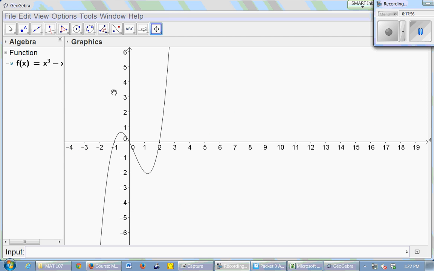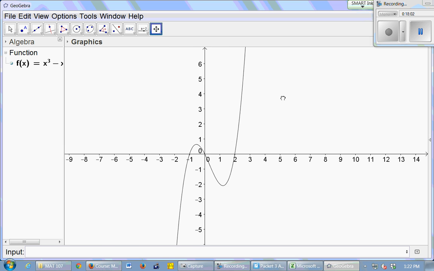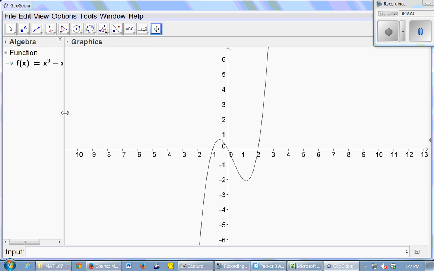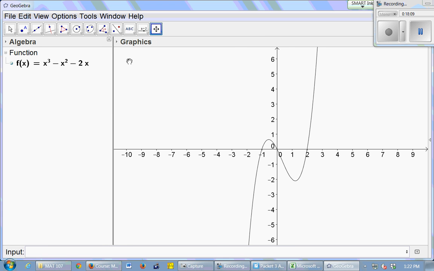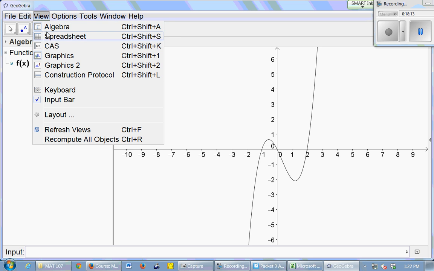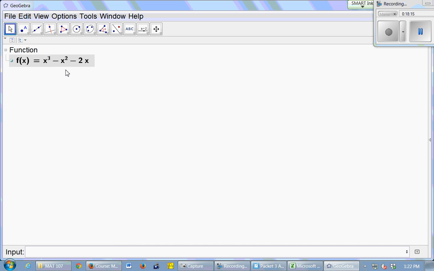Okay, so I graphed it, and it does look like it has x-intercepts at negative 1, at 0, and at 2. Those are the three that we found algebraically. And here's my formula, written over here. I'm going to hide the graph for a second and just look at that formula.